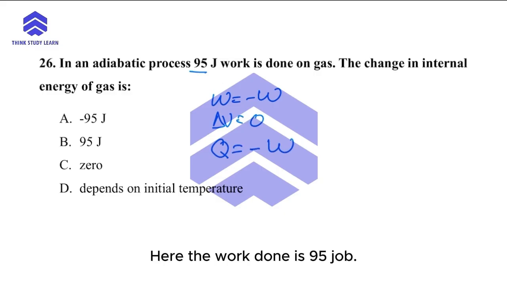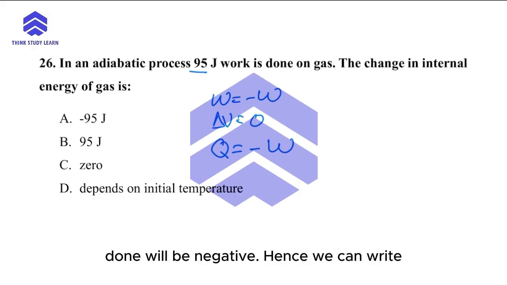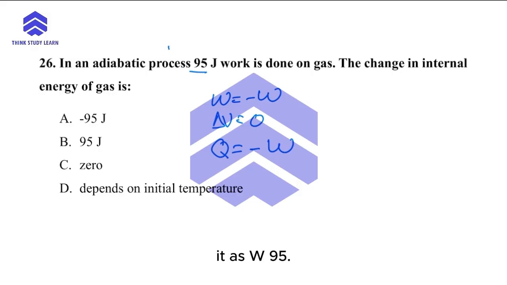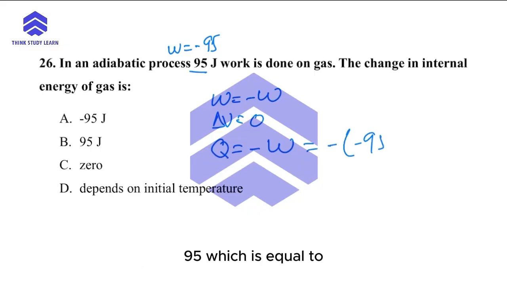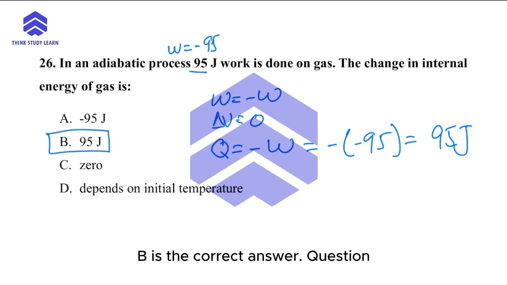Here, the work done is 95 joule. As it is an adiabatic compression, the work done will be negative. Hence, we can write it as W is equal to minus 95. By putting values, we will get minus into minus 95, which is equal to 95 joule. Hence, option B is the correct answer.